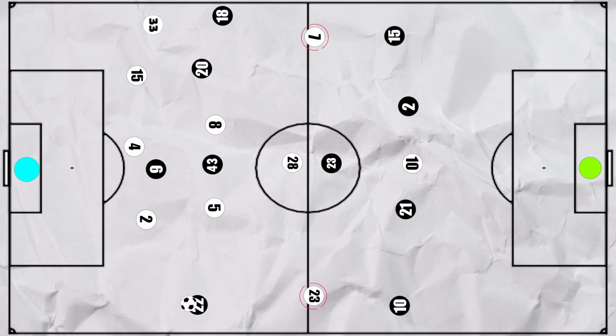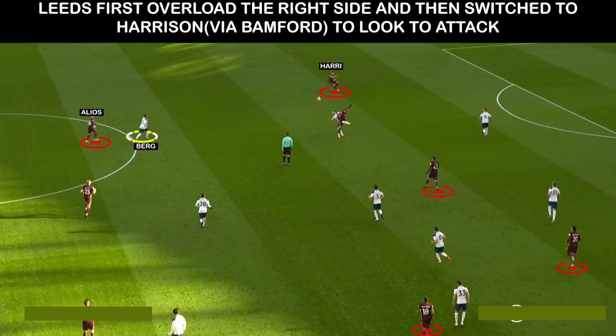Spurs' wingers, in Son and Bergwijn, could be caught on their heels at times, and both Dallas and Alioski were on the front foot, looking to get high quickly in the transition, and this overload could lead to crossing opportunities.